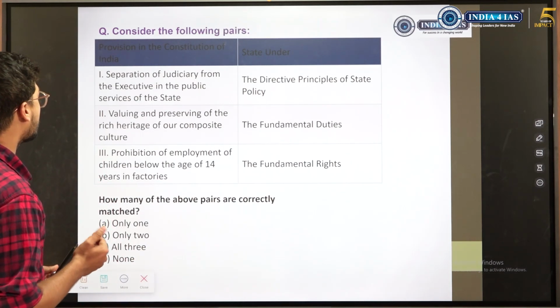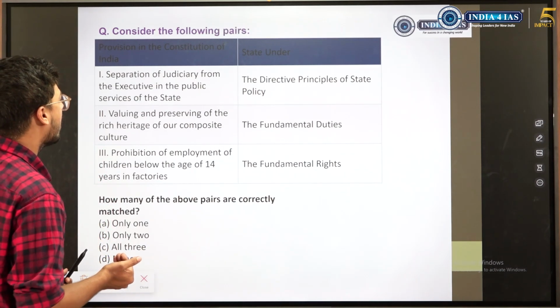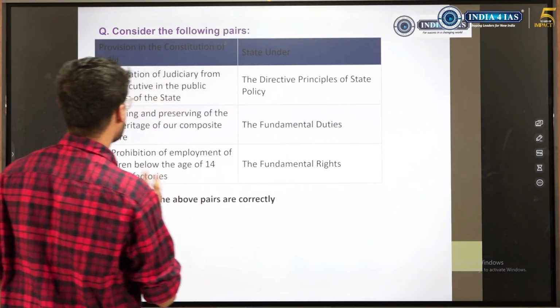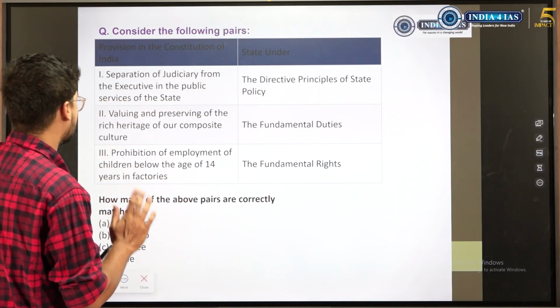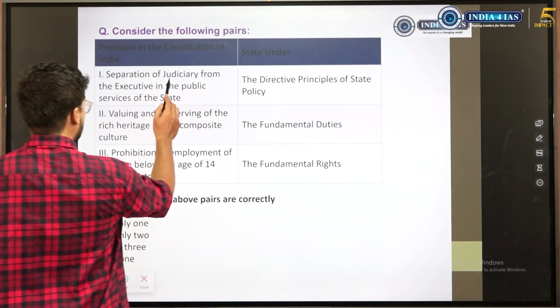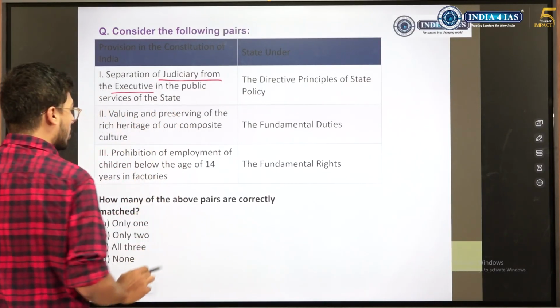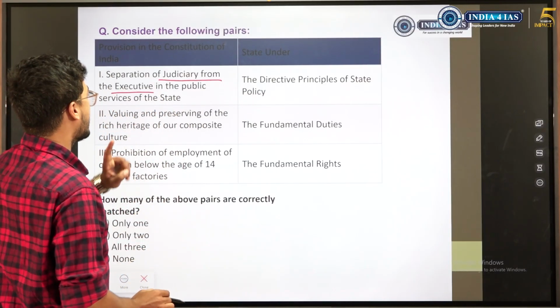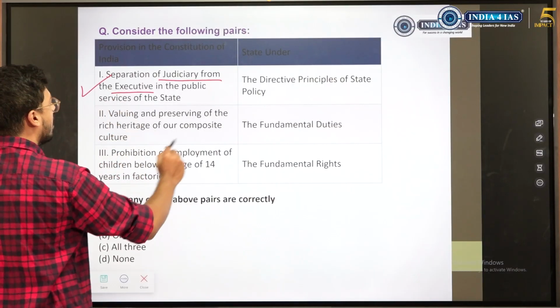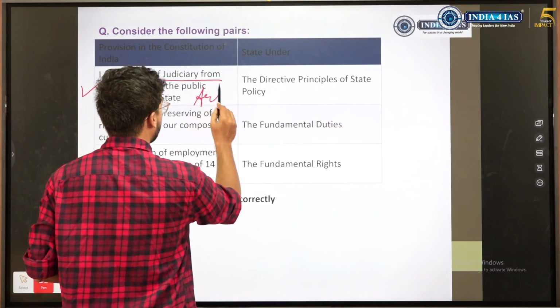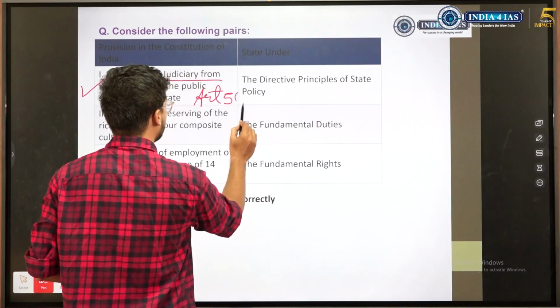We need to match the provision in the Constitution of India. Separation of judiciary and executive. I think this was a 2020 or 2021 question. I said it is DPSP. It is a direct question that has been picked up. Article 50, separation of executive and judiciary.